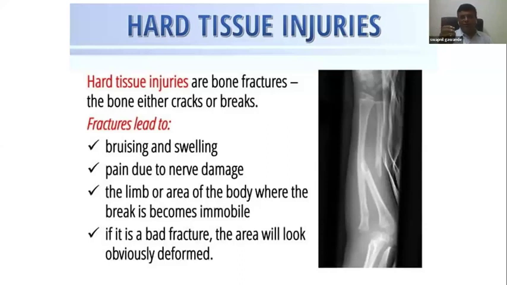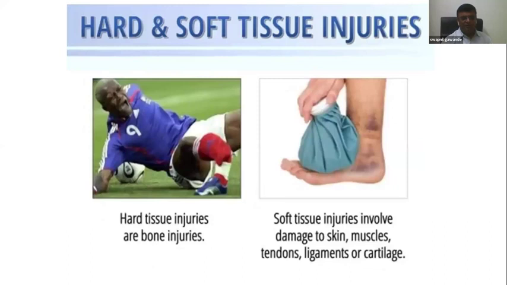The limb or the area of the body where the break is becomes immobile. Where there is a fracture, as I told you in the second case, the patient was unable to put his leg on the ground and had very severe pain in moving that foot. So that becomes immobile automatically. And if it is a bad fracture, the area will look obviously deformed. In this picture also you can see that this area is looking deformed.